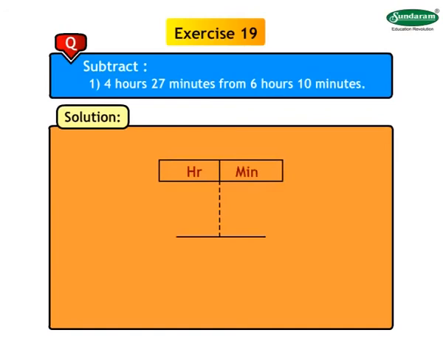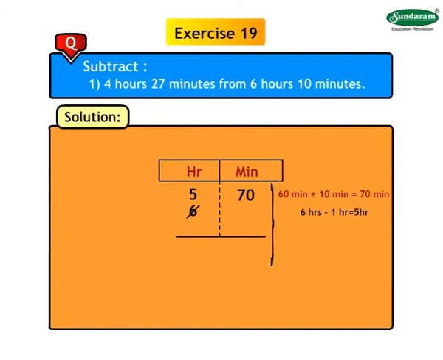Hence, we borrow 1 hour from the 6 hours. Thus, borrow 1 hour means borrow 60 minutes. Now, in the minutes column, the total will become 60 minutes plus 10 minutes is equal to 70 minutes. In the hours column, we have 6 hours minus 1 hour is equal to 5 hours. Now, subtract 27 minutes from 70 minutes.